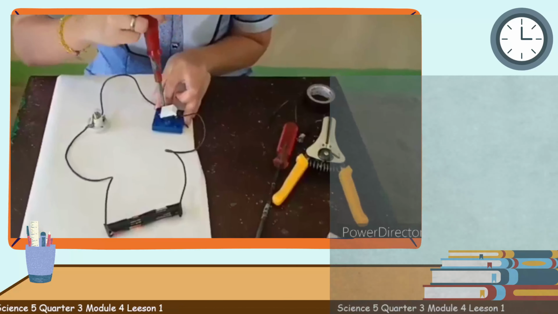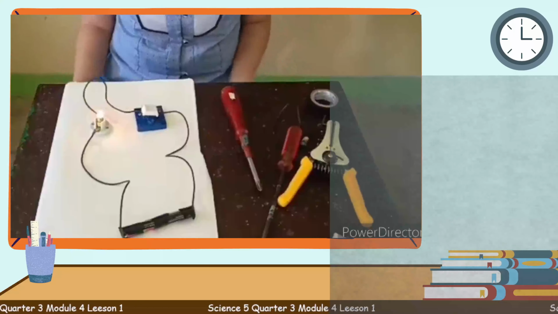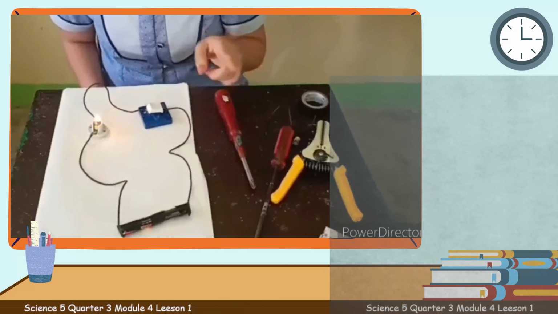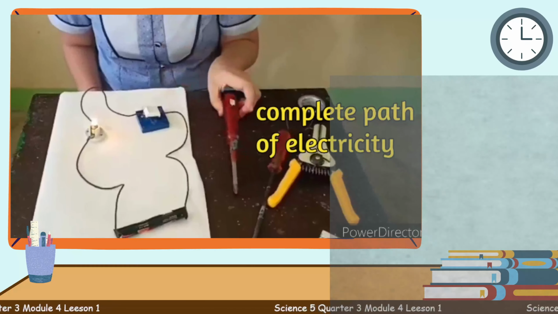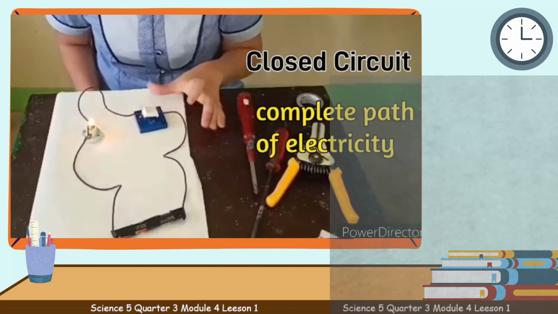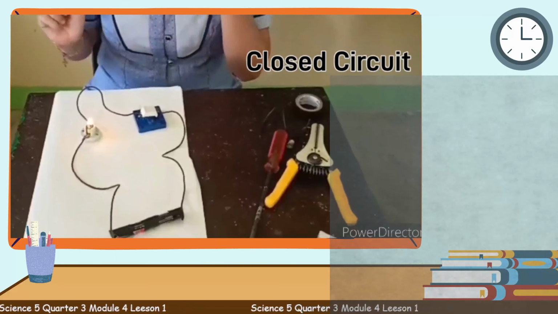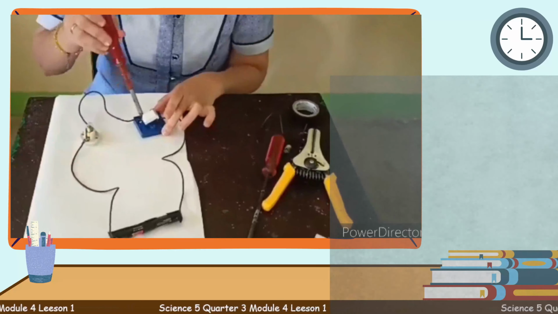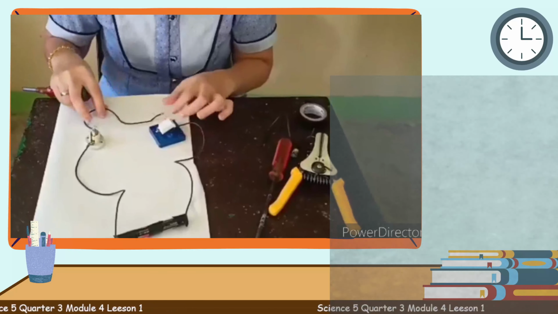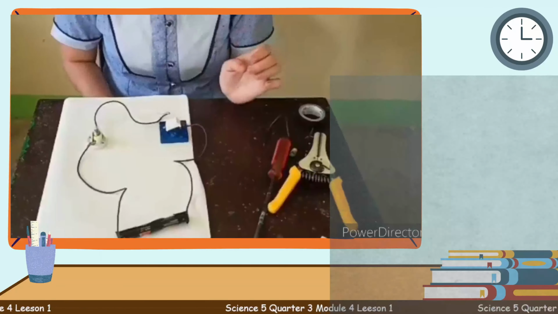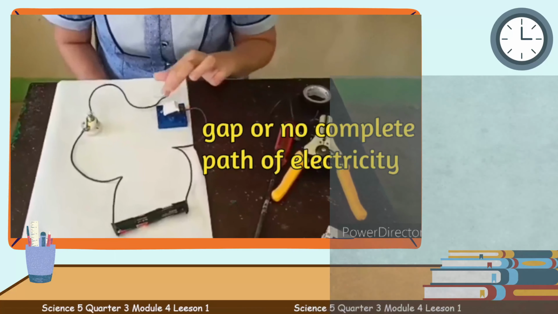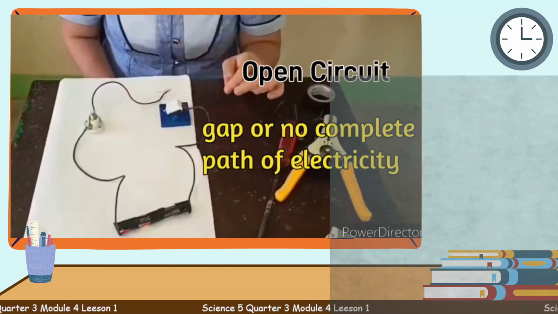So now let us try. Okay, so the bulb lights up because there is a complete path of electricity, and that circuit is called closed circuit. But if we disconnect the switch to the bulb like this, okay, there is a gap or there is no complete path of electricity. So this kind of circuit is open circuit.